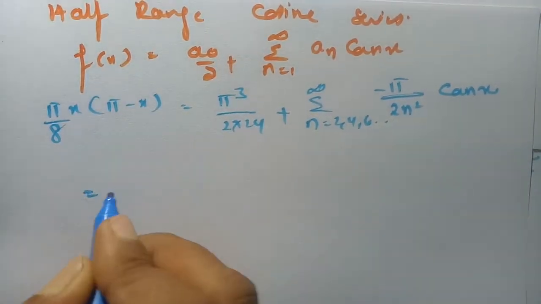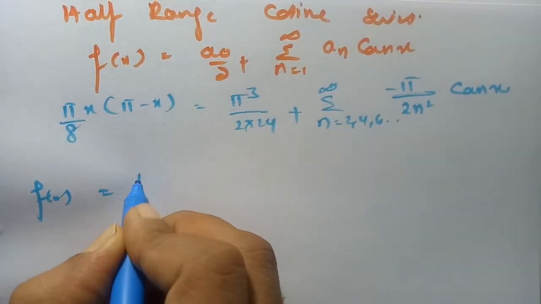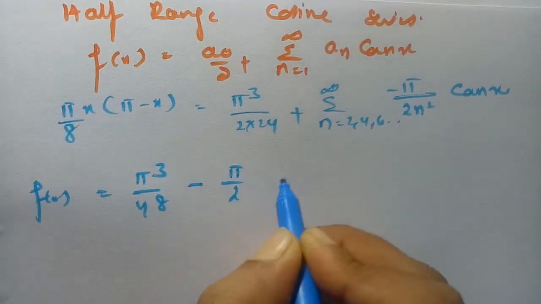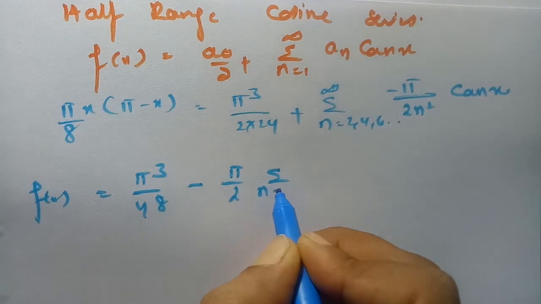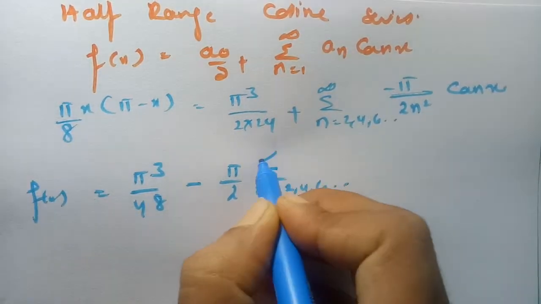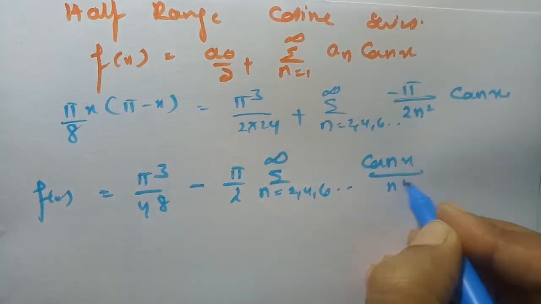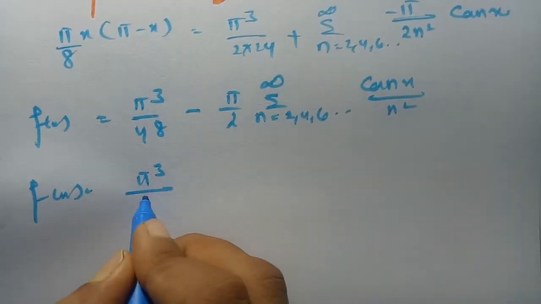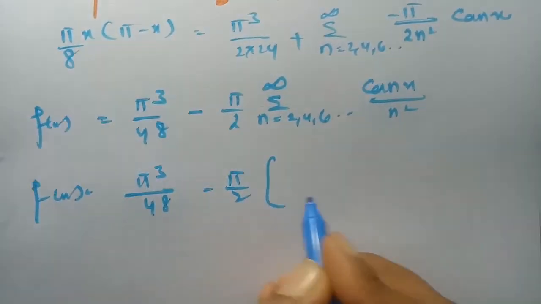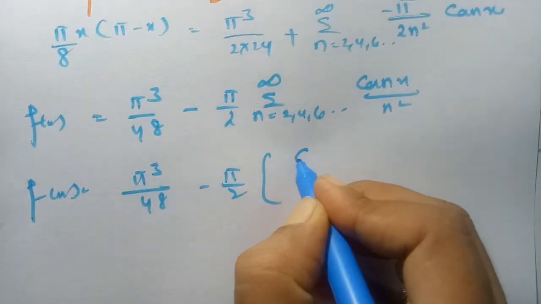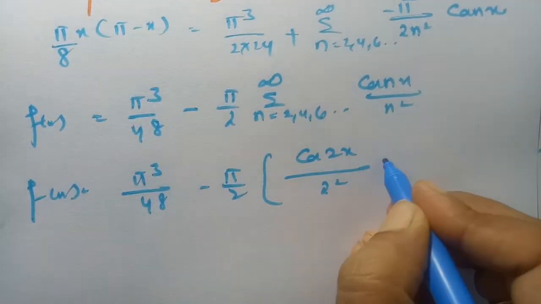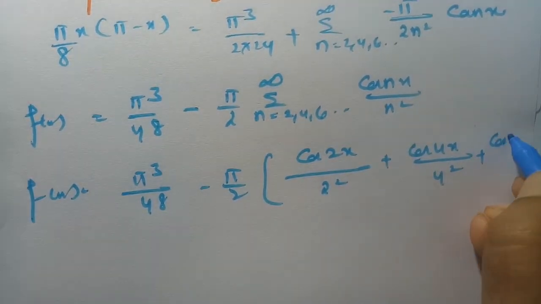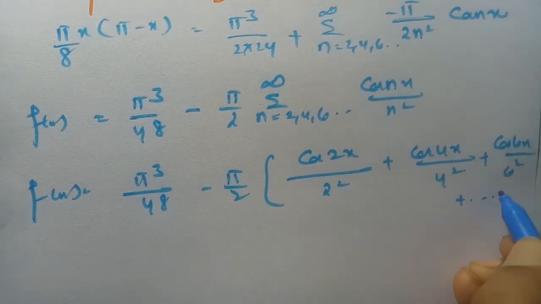So f of x value can be written as pi cube by 48 minus pi by 2 times of sigma n is equal to 2, 4, 6 and so on to infinity of cos nx by n square. So f of x value will be pi cube by 48 minus pi by 2 times of, if I keep n is equal to 2, then this will become cos 2x by 2 square, and if I keep n is equal to 4, that is cos 4x by 4 square, cos 6x by 6 square, plus and so on.